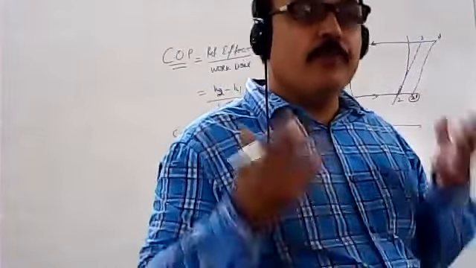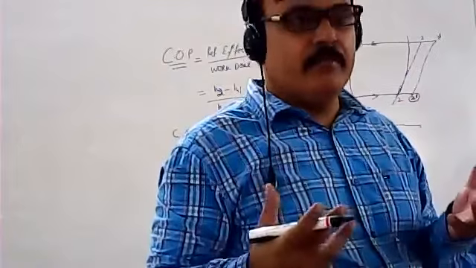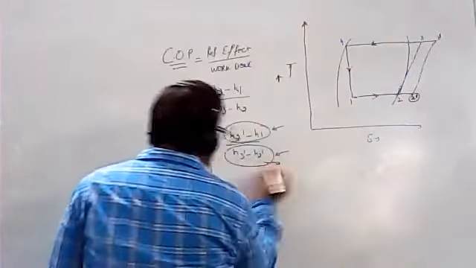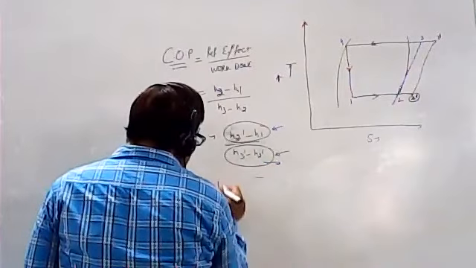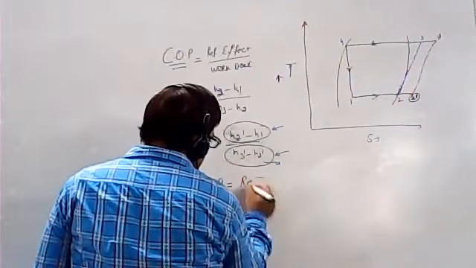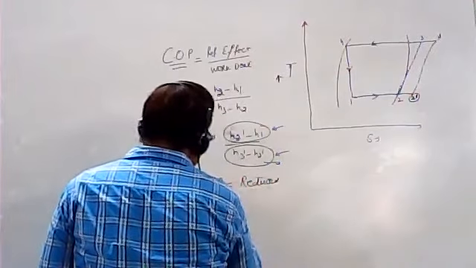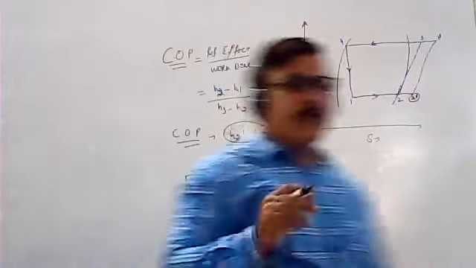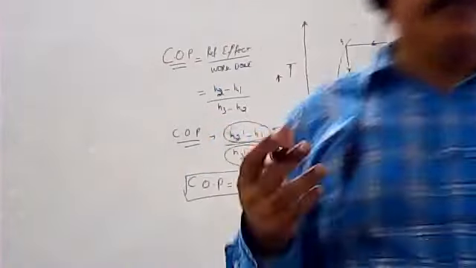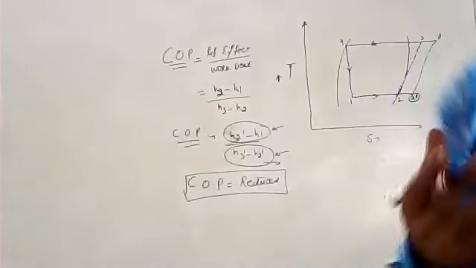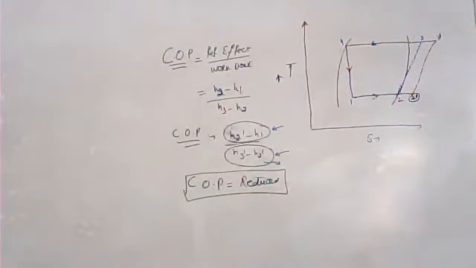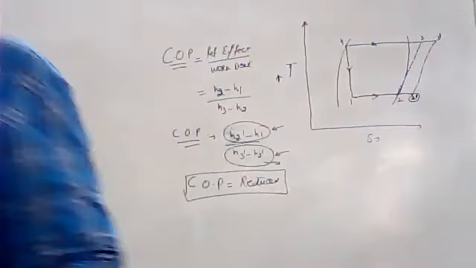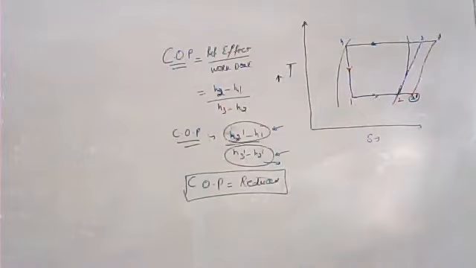So the work done by the compressor is increased. So overall, if the work done by the compressor increases, the overall COP will again get reduced. So this will be the effect if your vapor is coming after evaporation in superheated state. Okay, so this will be the effect of superheating after evaporation. So everybody note on it. Hurry up.